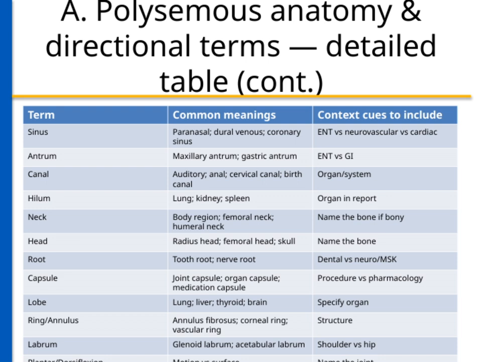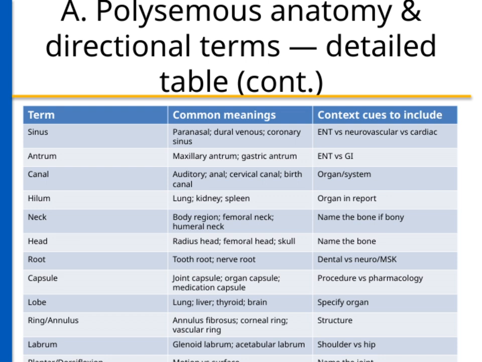Moving on to canal, which might refer to the auditory canal, the anal canal, the cervical canal, or the birth canal. Recognizing the organ or system involved guides us to the correct interpretation. Then we have hilum, which can describe the hilum of the lung, kidney, or spleen. When reviewing reports, noting the organ helps clarify which hilum is being referenced.